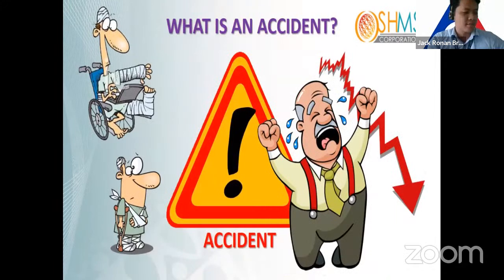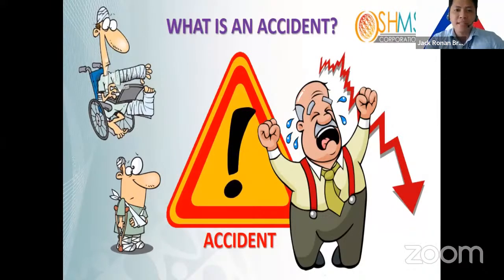Okay, so first, what is an accident? An accident, based on the OSHA definition, is an unplanned event that results in personal injury. So there are two components in its definition. First, it is an unplanned event. So of course, nobody wants it to happen. And next, that it caused injury to a person.